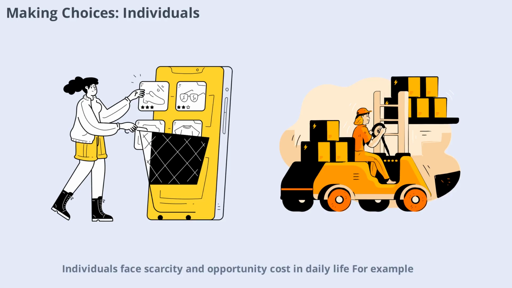Individuals face scarcity and opportunity cost in daily life. For example, choosing to buy a new phone might mean giving up a vacation. Every purchase or time commitment involves weighing alternatives and considering what must be sacrificed. This personal decision-making process mirrors the larger economic choices faced by societies.